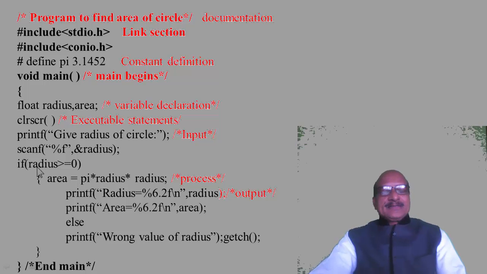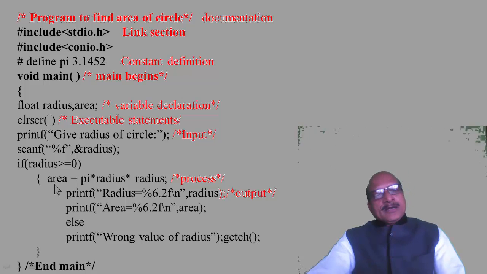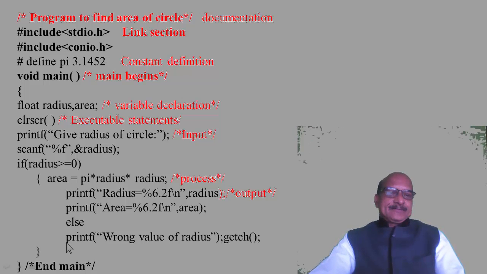Okay. Then the value of this radius is tested by using this if statement. If is a keyword. If radius is greater than or equal to 0, yes, then we have to execute this. Whenever you want to group more than a single statement, it is called a compound statement. That is always formed by using these two curly brackets. This is called the opening curly brace and this is called the closing curly brace, and whatever is written between these two forms a compound statement.